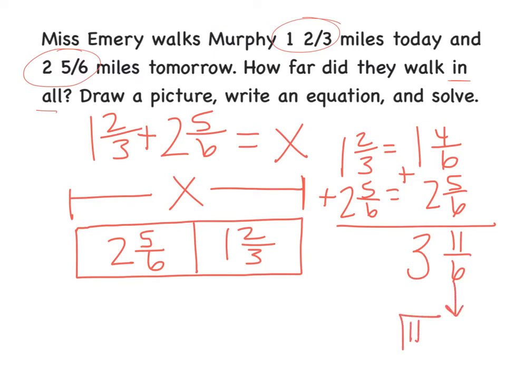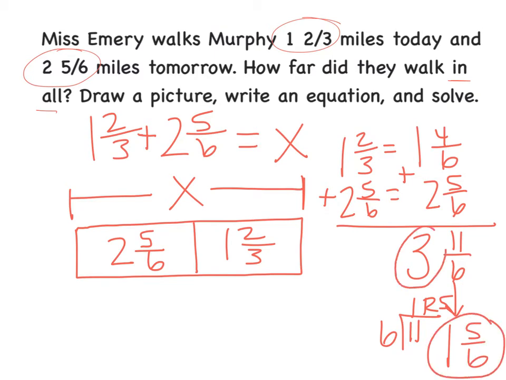9/6, if I divide 9 by 6, I get 1 remainder 3. So that means that 9/6 is 1 3/6. So I need to combine that with the 3 wholes I already had to get my final answer of 4 3/6.